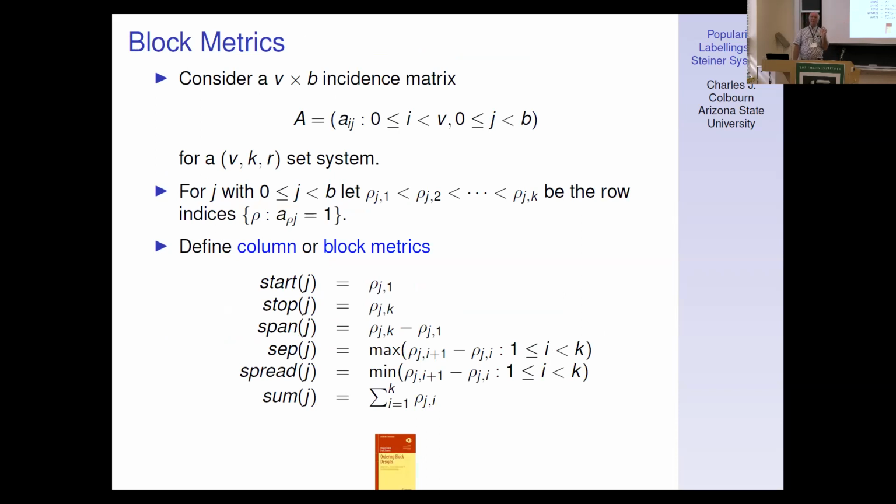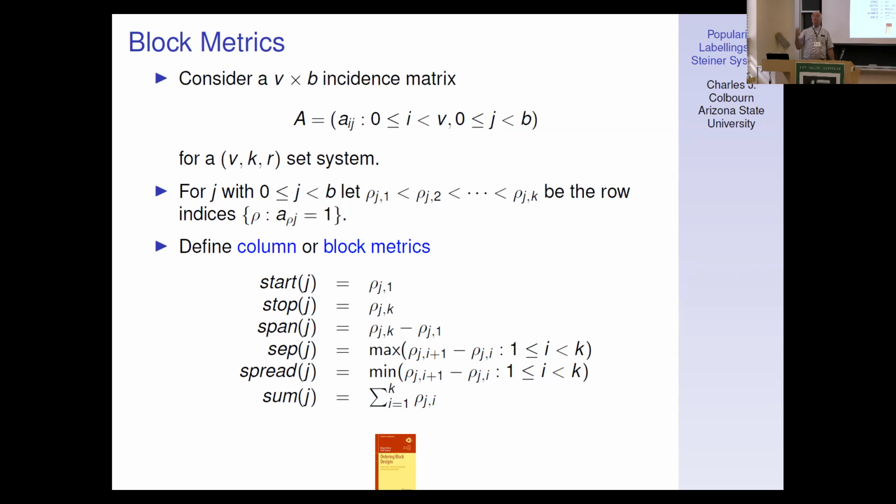So let's look at a v by v incidence matrix, a points by blocks incidence matrix for some regular uniform set system. Now, if I take a particular block, a particular column, I can look at where the ones are in that column. If I produce a sorted list of the row indices where I find a 1 in that column, I'm going to find k different rows where that column has a 1, and I'm going to produce that in sorted order.